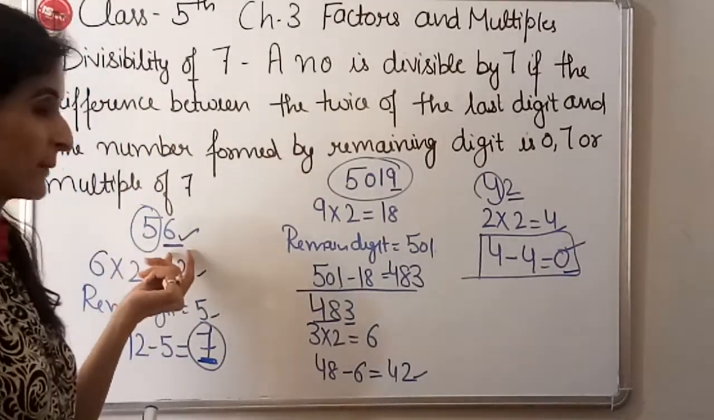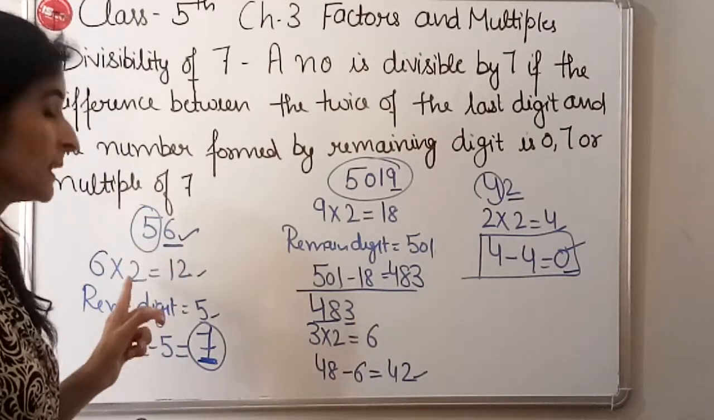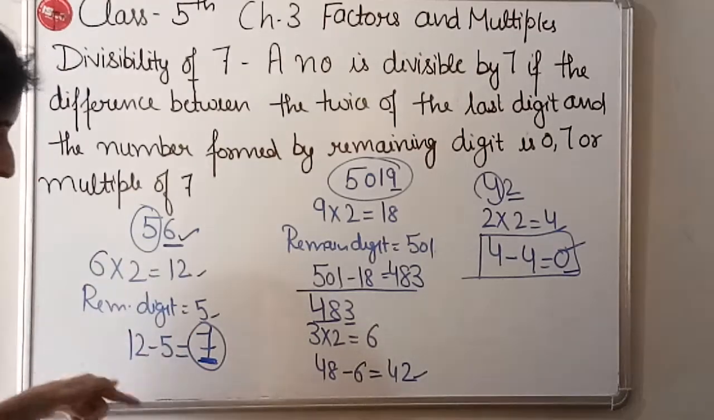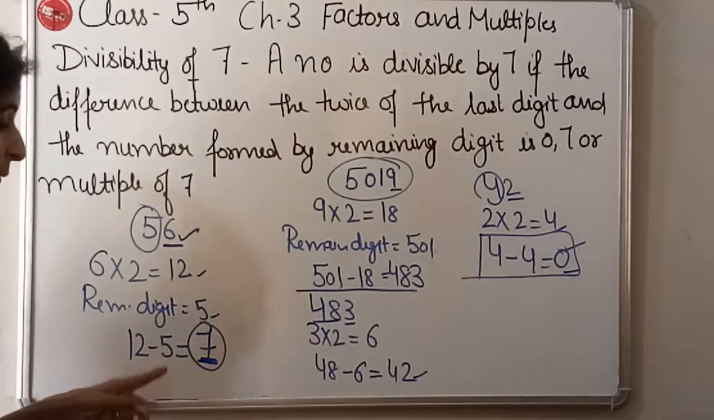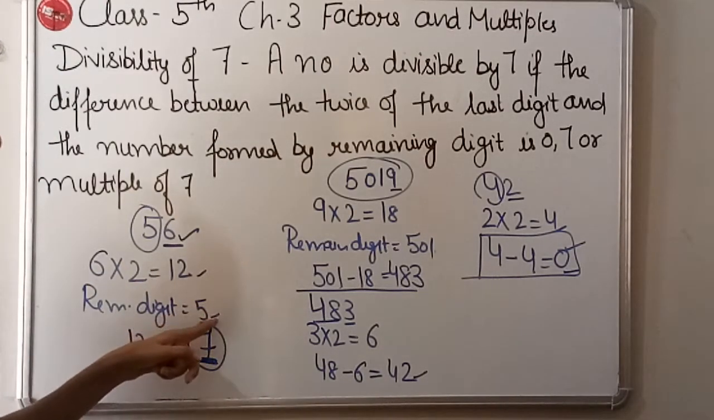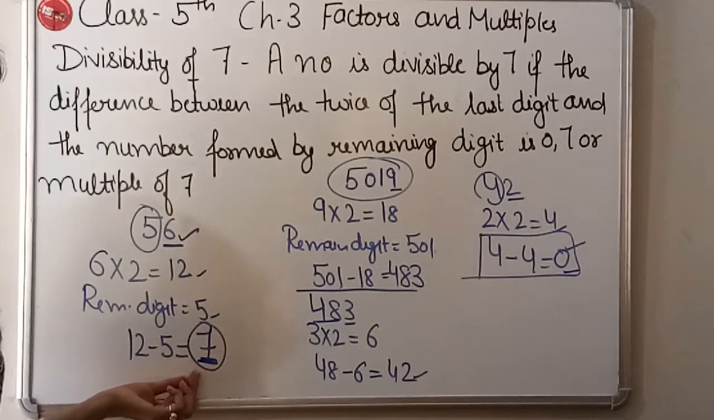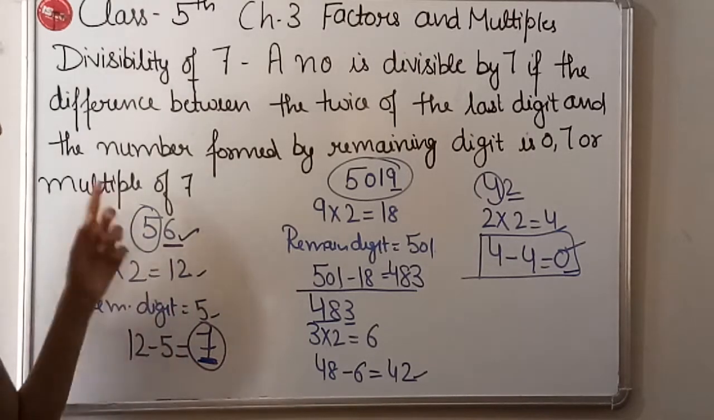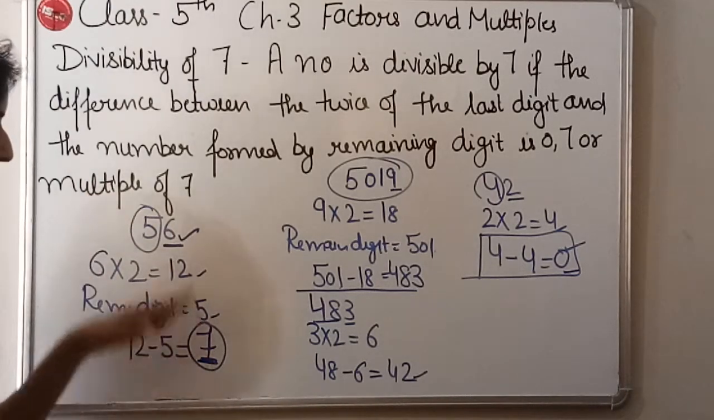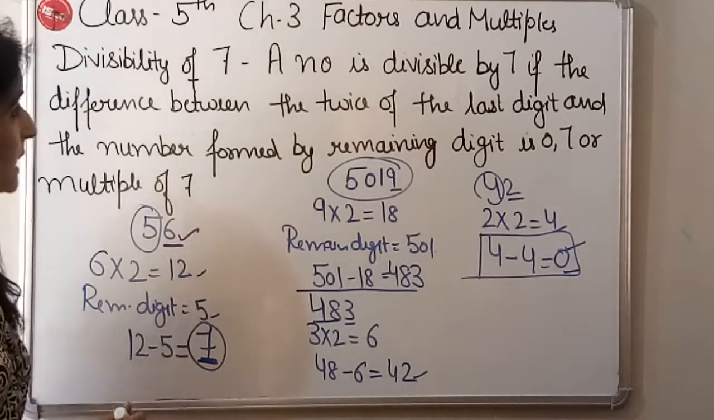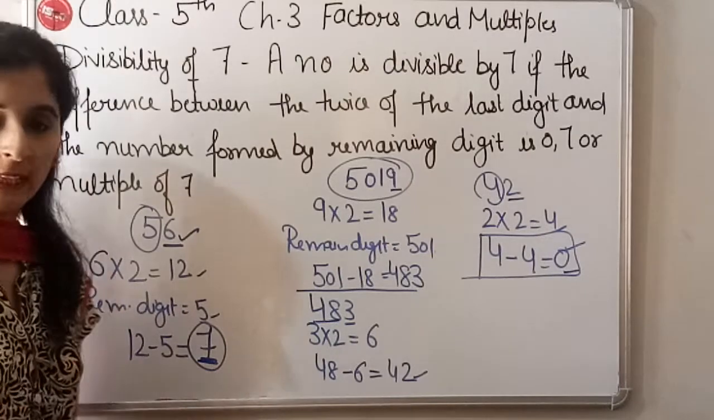First of all, you have to multiply the last digit by 2. Then you have to take the remaining digits. And at the last step, we have to subtract the smaller number from the greater number. And then if the difference is either 0, 7 or a multiple of 7, then that number will be divisible by 7. Clear? Now let's come to the divisibility of 11.